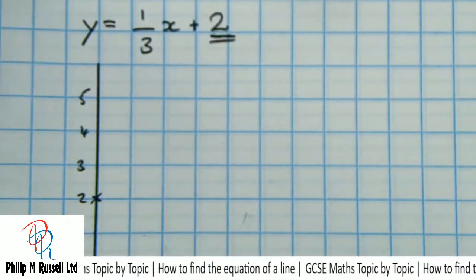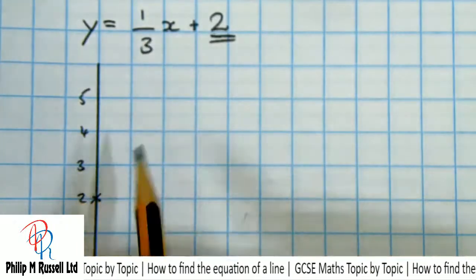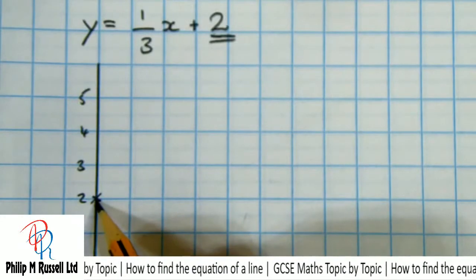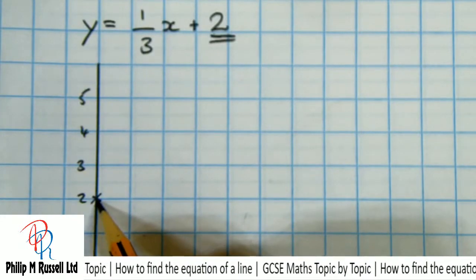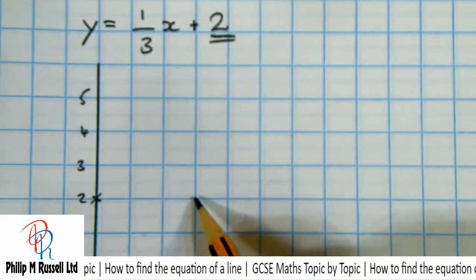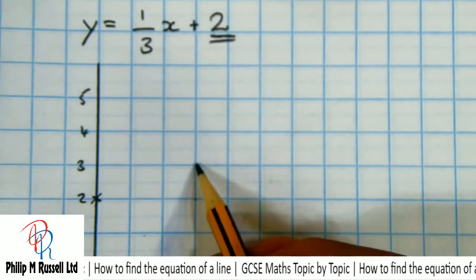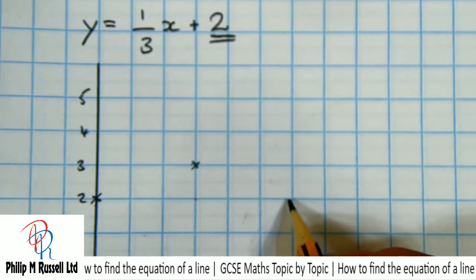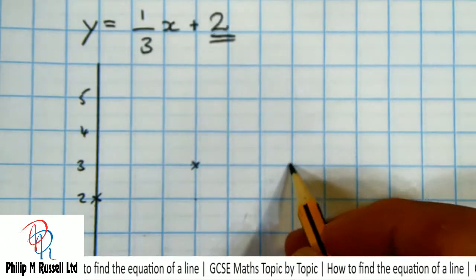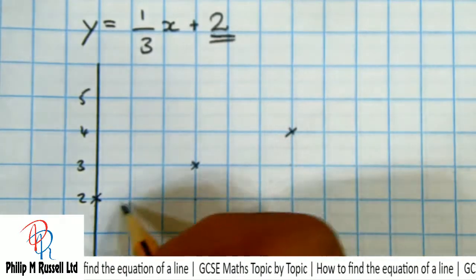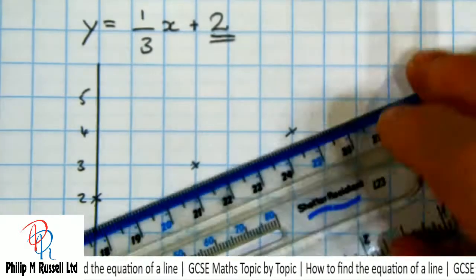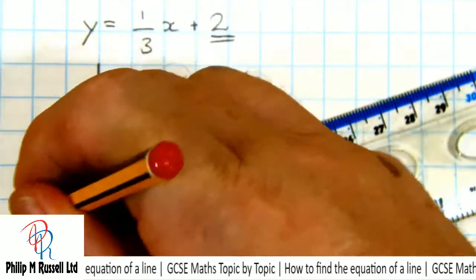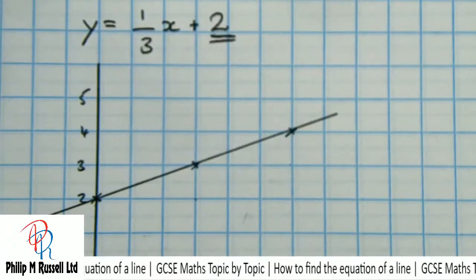Done that. Now it's a third. We know it's positive, it's going in that direction, and a third means it's going to go along 3 and up 1. So I really want to do this again, along 3 and up 1. 3 points is good for trying to draw a line. And there's my graph drawn.